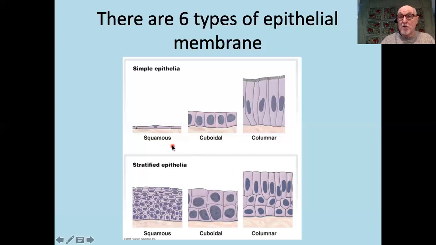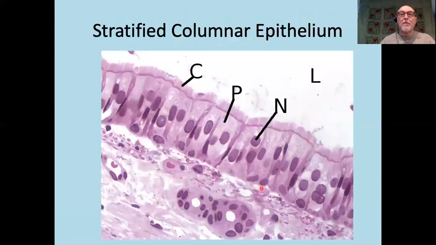Okay, so they've got three kinds: squamous, cuboidal, columnar, and those can be simple layer, or they can be stratified. They can be built up into many layers, depending on what organ you're talking about, depending on the function that this membrane has to perform. So here's some stratified columnar epithelium. Stratified because we have cells underneath here, as well as these big cells that we see here. This is also from the respiratory tract.